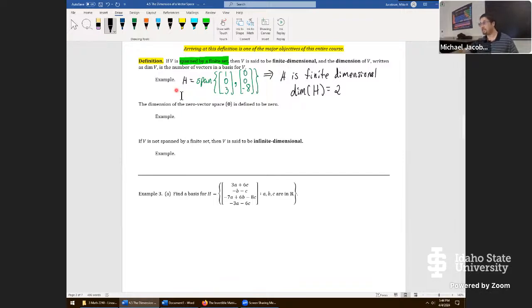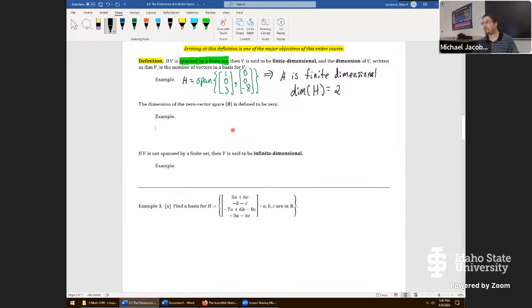Okay, this is the weird one, the zero vector space, sometimes called the trivial vector space, like we called it in section 4.1. It's designated this way, just the one vector goes in there. And the dimension is defined to be 0, kind of like what we mentioned before. But what I want to do in this example is illustrate how this will come up in the upcoming homework assignment for this section. It'll be something along these lines.